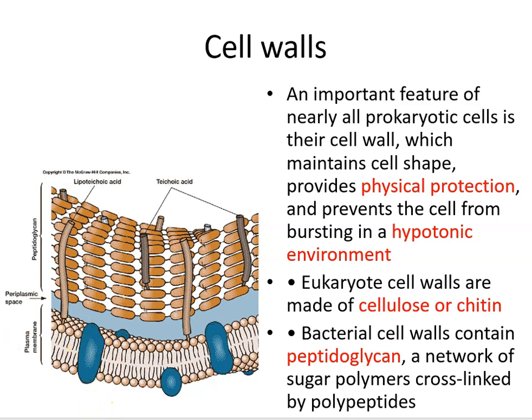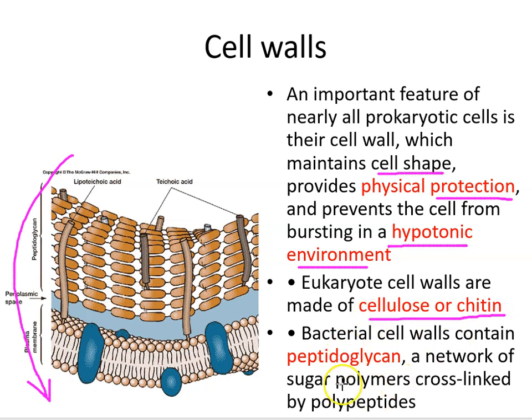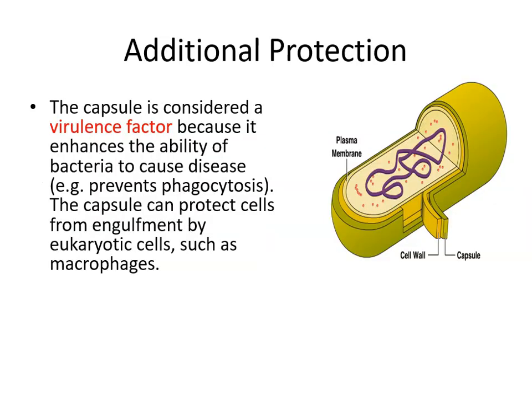Cell walls are important features. Why are they important? Here's what I would know. They help maintain shape, protection, of course. In a hypotonic environment, water would want to enter, and so the cell would want to burst, but cell walls prevent that. Eukaryotic cell walls are cellulose or chitin. Bacterial cell walls are peptidoglycan. That is a common kind of question that you see, being able to contrast those two terms.